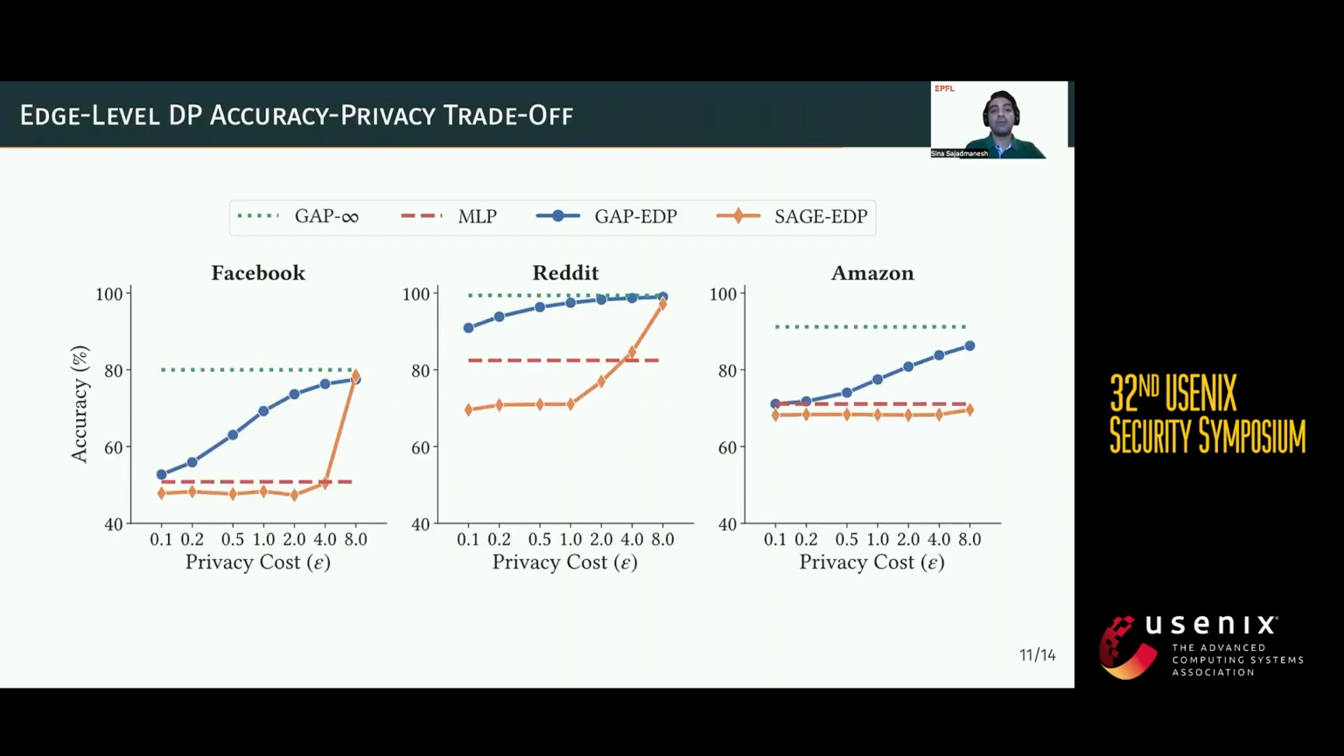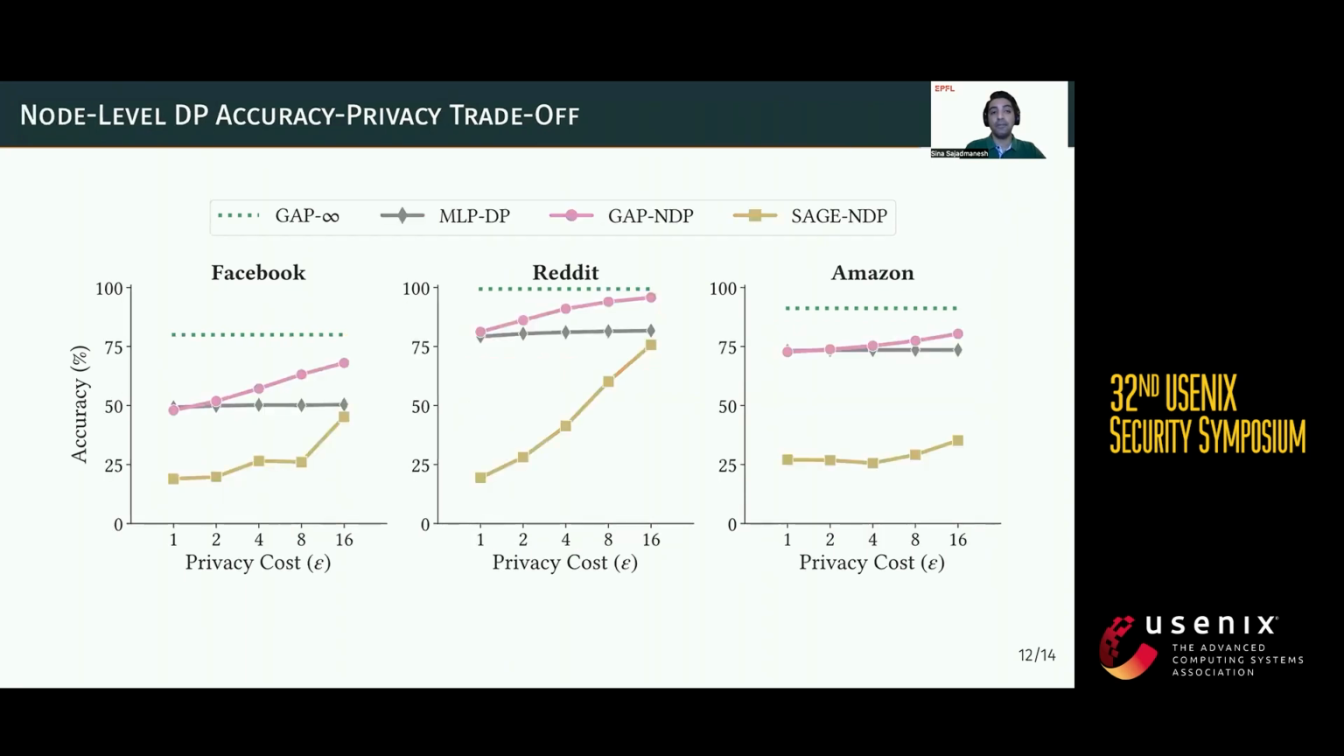So now let's see how GAP performs in the edge-level DP setting. For this experiment, we change the value of epsilon from 0.1 to 8, and we report the accuracy of different methods on the test set. We can see that our GAP method, which is the blue curve, has much better accuracy-privacy trade-offs compared to GraphSage and MLP. And it always performs better than the MLP model that does not use the graph edges.